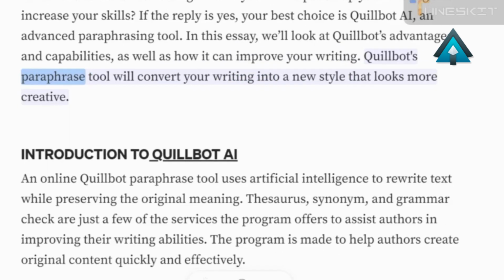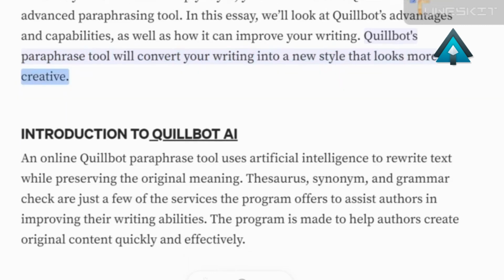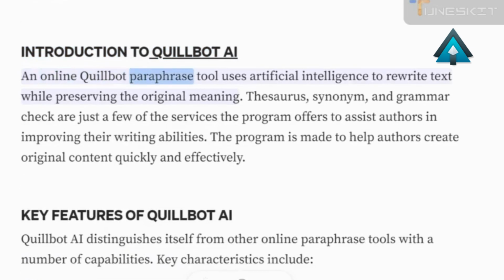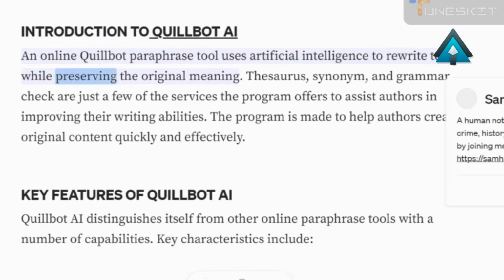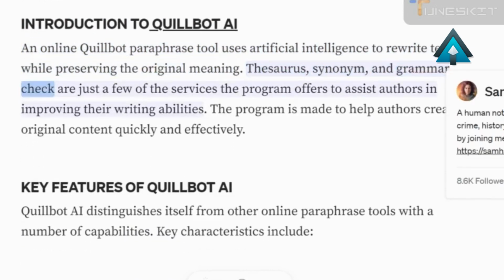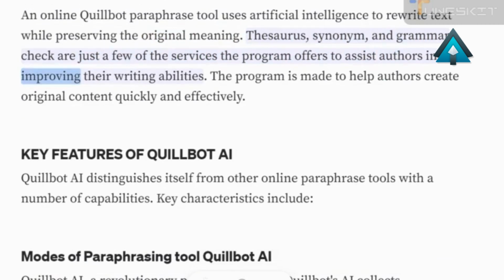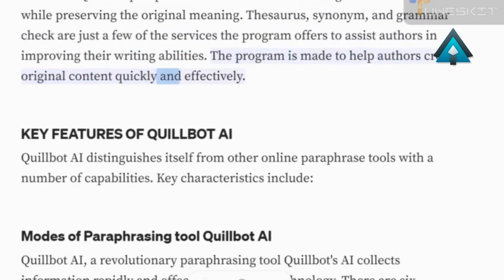Quillbot's paraphrase tool will convert your writing into a new style that looks more creative. Introduction to Quillbot AI. An online Quillbot paraphrase tool uses artificial intelligence to rewrite text while preserving the original meaning. Thesaurus, synonym, and grammar check are just a few of the services the program offers to assist authors in improving their writing abilities. The program is made to help authors create original content quickly and effectively.